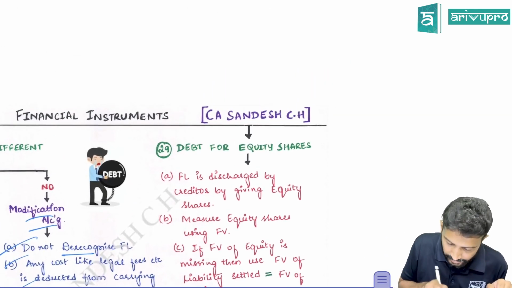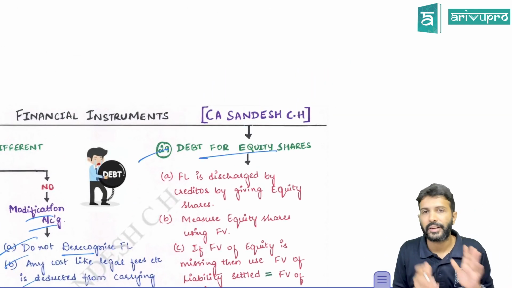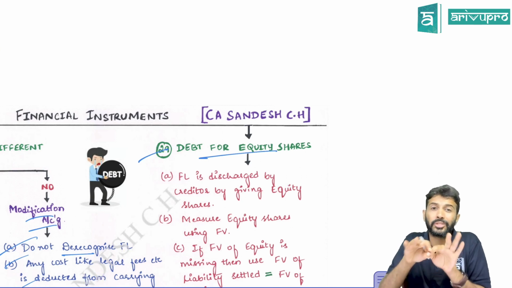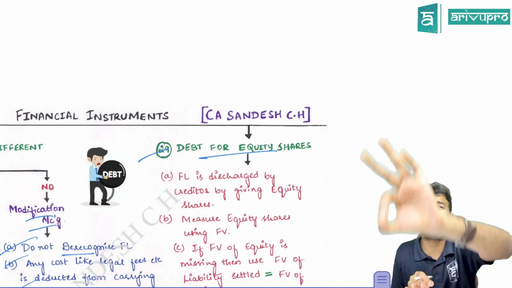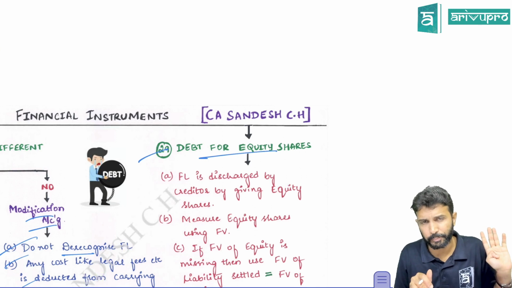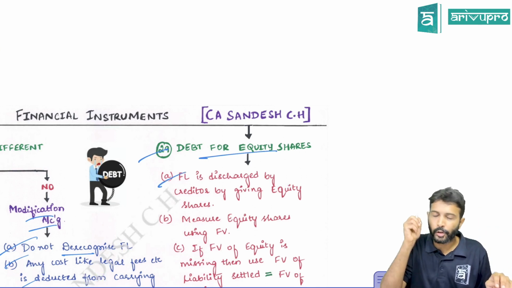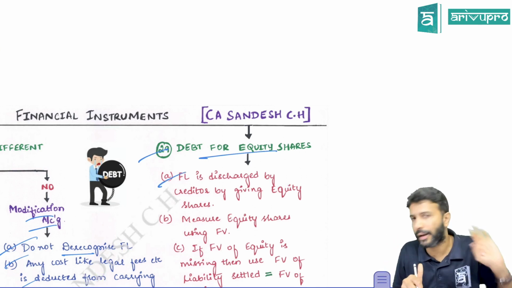Okay. Then we saw debt for equity swaps. Debt for equity swaps is an arrangement wherein some debt you are settling, some liability you are settling. How? By giving equity shares. Since you are giving equity shares, you have to record this transaction, as a thumb rule, at the market value of the equity shares.